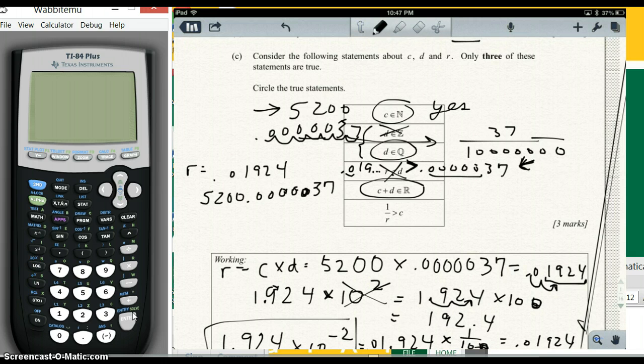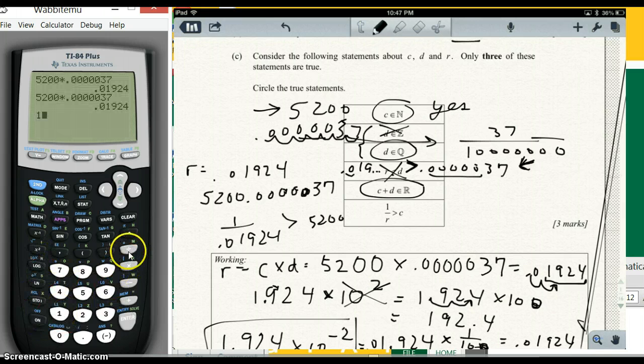So we're going to do this one in the calculator. We're going to have 1 divided by 0.01924. Is that greater than C? And C is 5,200. Okay, so let's test that out. We're going to find with the calculator 1 divided by 0.01924. That's equal to 51.9. Okay, so is 51.9 greater than 5,200? No, it's not. Okay, 5,200 is obviously much bigger, so this is false. Okay, and that's it.